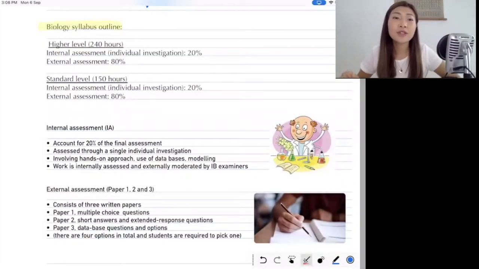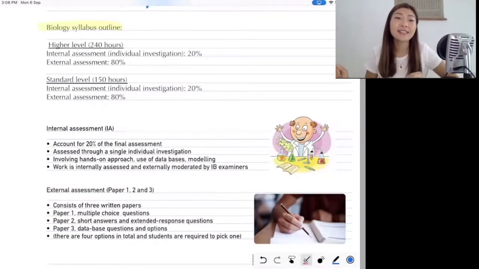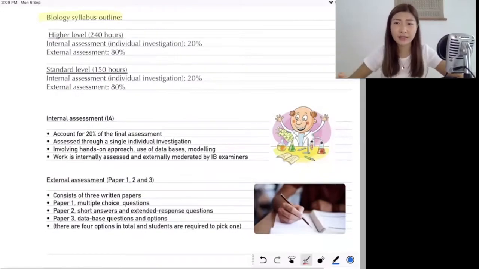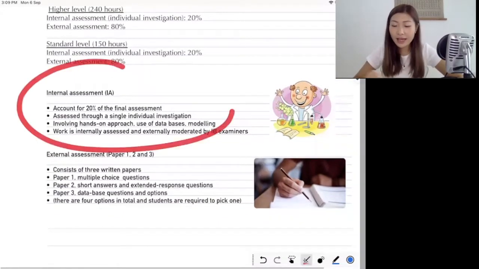Okay, so moving on to the biology syllabus outline. For both higher level and standard level, the internal assessment will account for like 20% of your total grade, and the external assessment will be 80% of your grade. The external assessment is basically the exam papers that students have to do at the end of the 2-year course. So let's have a look at the IA first.